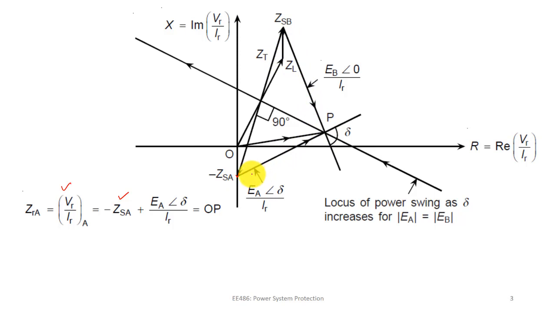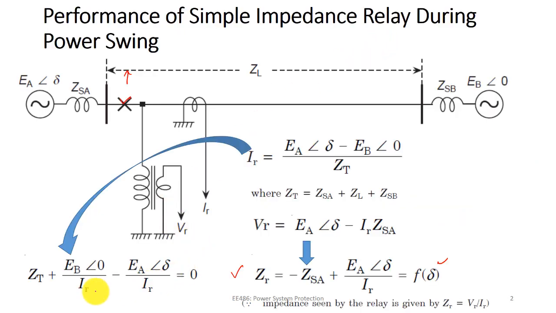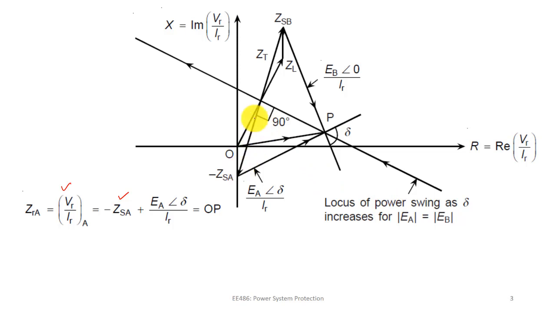That will give me EA by IR. So EA by IR is nothing but, you can go back and see it in the last slide, ZT plus EB by IR, and ZT is nothing but ZSA plus ZL plus ZSB. So ZT is the sum of ZSA plus ZL plus ZSB. So this is the magnitude of ZT, right? Now I can see ZT here, ZT plus your EB by IR, and that will give me EA by IR, right? So this is your EA by IR.